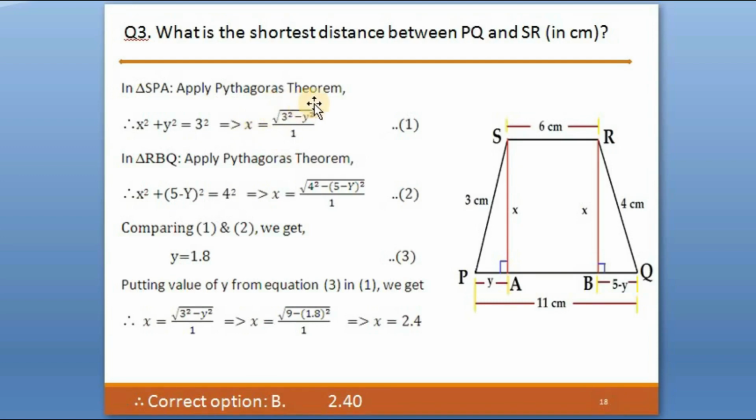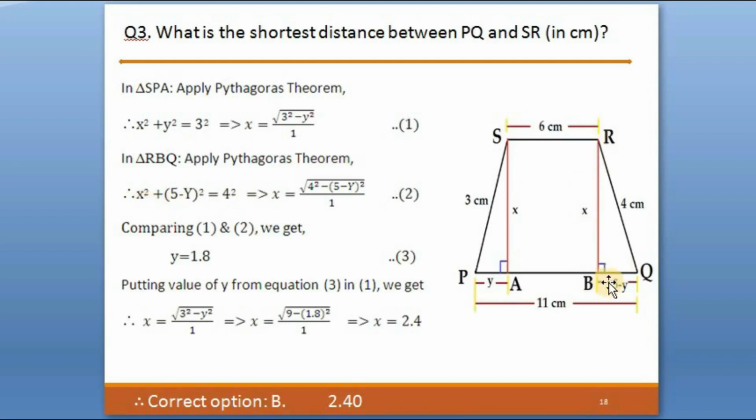Because this hypotenuse is given as 3, right? Similarly, in triangle RBQ, as you see here, we can again apply the Pythagoras theorem. So x square is equal to perpendicular square plus base square.